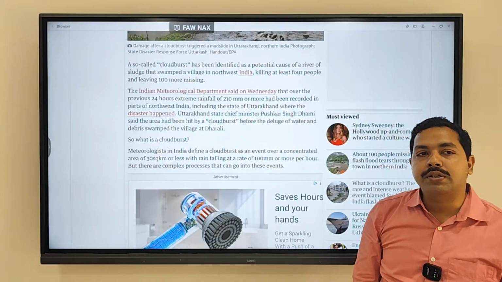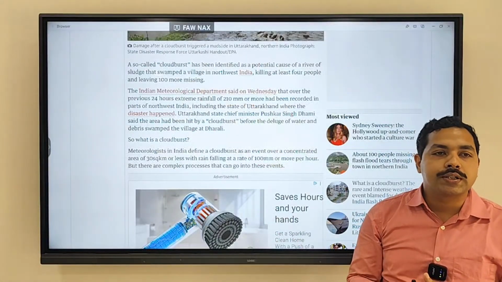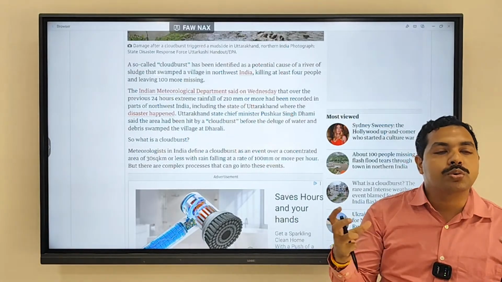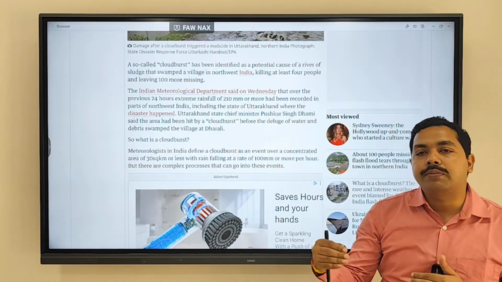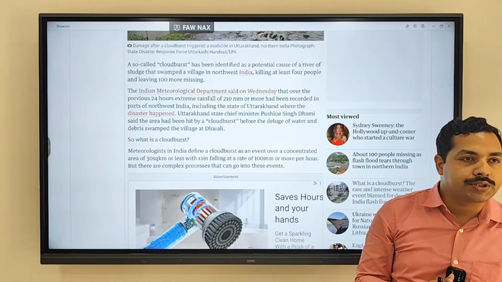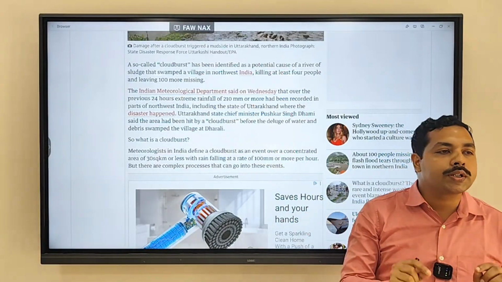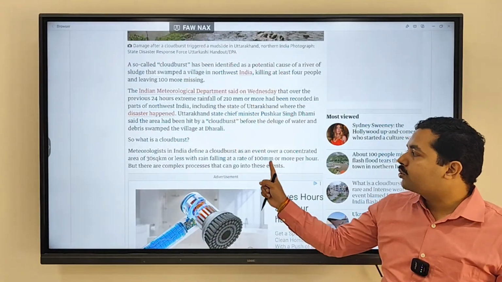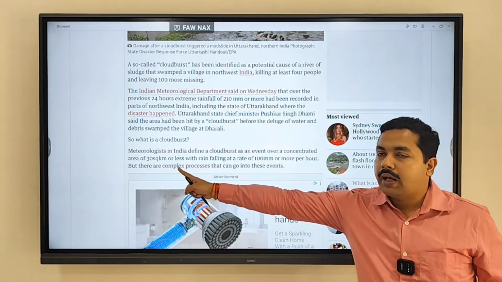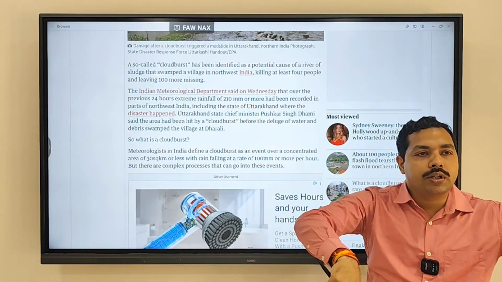In the mains examination, you can get this type of question, because of the cloud burst news in Uttarkashi district. What is cloud burst? How to control cloud burst? What are the disasters that can occur due to cloud burst? Those types of questions you will get in the mains examination. So remember this definition: cloud burst is an event where the rainfall is going to be more than 100 mm, concentrated in 30 square kilometers or less.